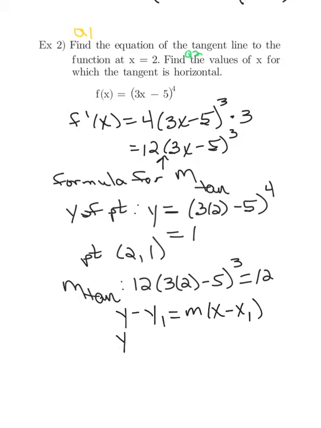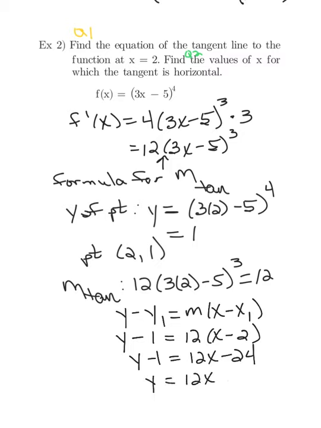The y of our variable stays as y. The y value of our point is 1, equals 12 times x variable minus the x of the point, which is 2. So we have y minus 1 equals 12x minus 24. Add 1, you get y equals 12x minus 23. So this is our equation of the tangent line, which is the answer to question 1.